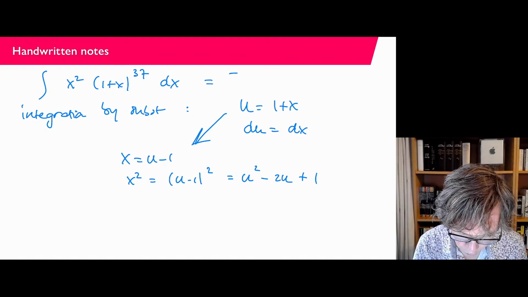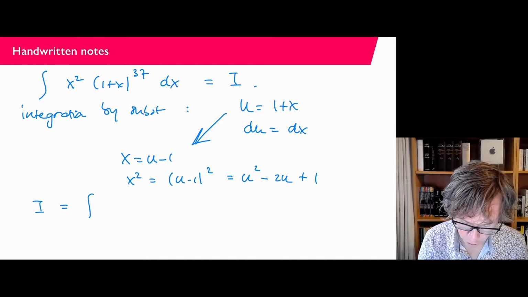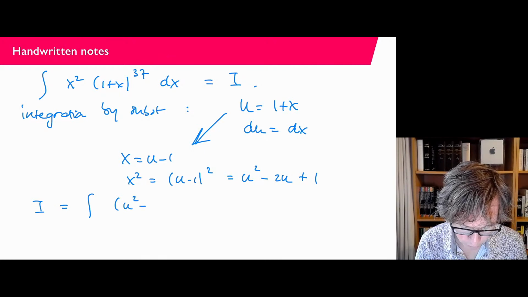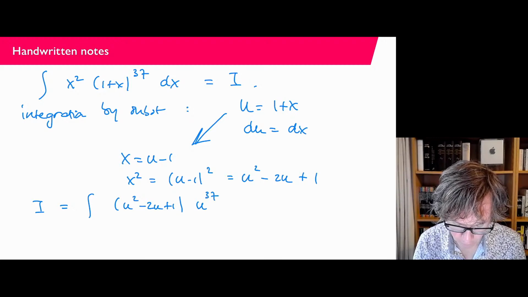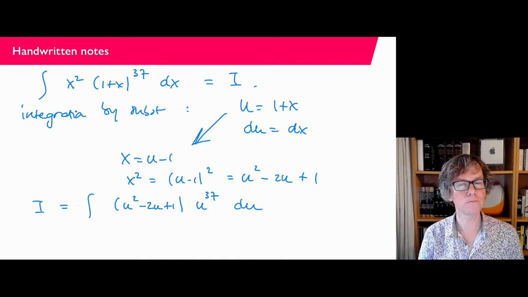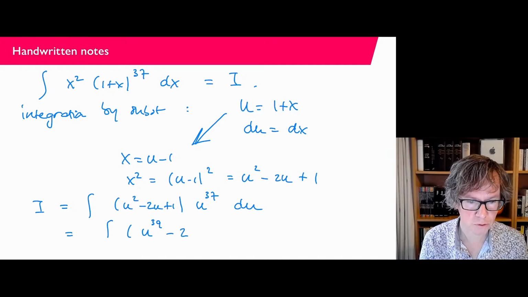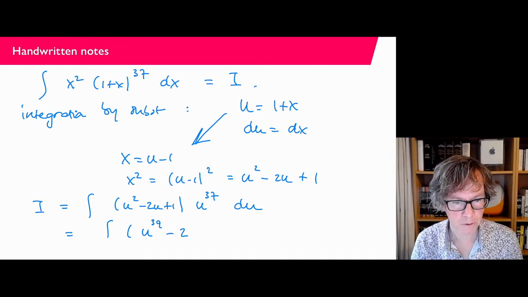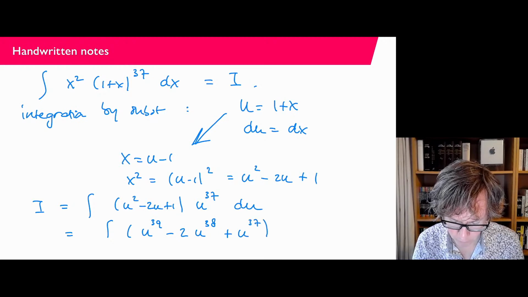So now we've got all the bits and pieces. If we call our integral capital I, then we find that capital I is the integral. The x squared I can replace with u squared minus 2u plus 1. Then I get u to the power 37 du. And now it makes sense to expand this. So this is the integral of u to the power 39 minus 2u to the power 38 plus u to the power 37 du.